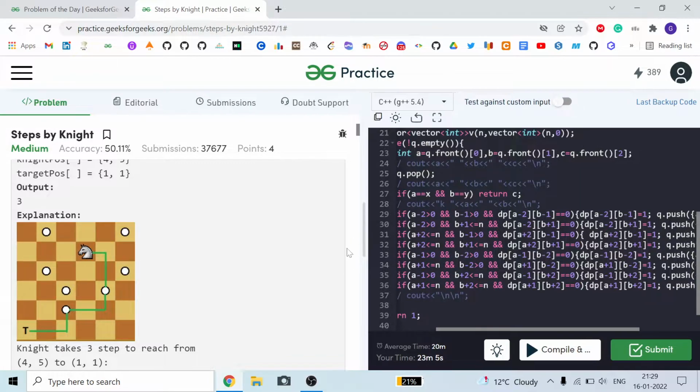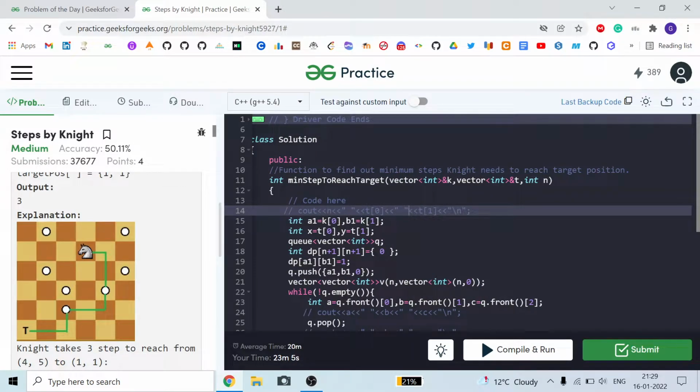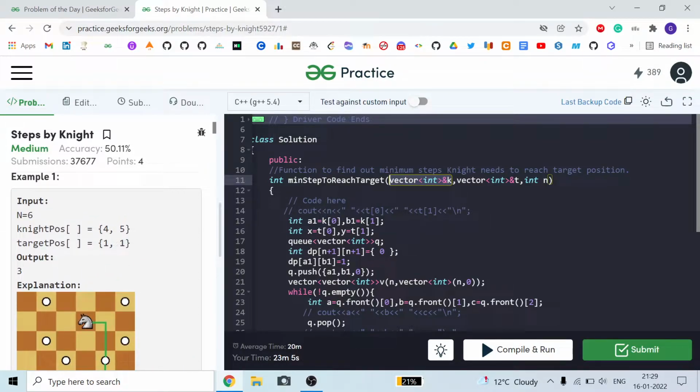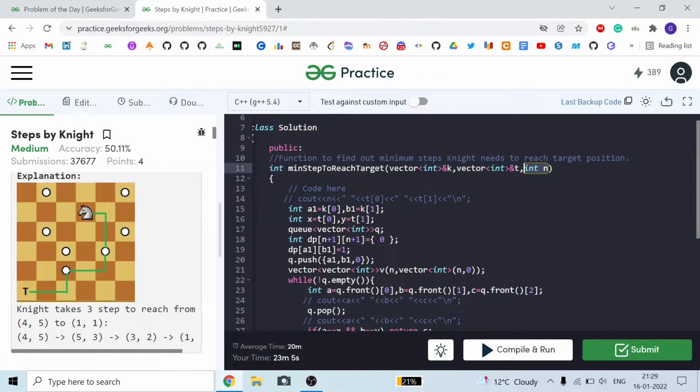Okay, so focusing on the code. It is not a complex code, it is a simple code. We are given a vector k, and k is equal to 4 5 here. We are given a vector t, 1 1, the coordinate of the target, and an int n, the boundary limit of our chessboard. So what we can do is store a1 as k[0] and b1 as k[1]. Similarly, x is equal to t[0], y is equal to t[1]. I store the coordinates in a1, b1, x and y.